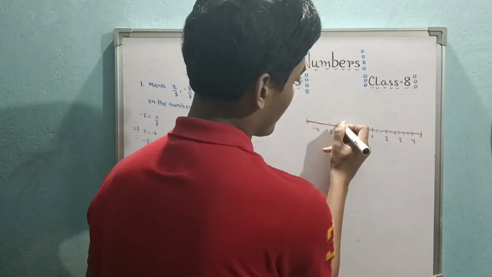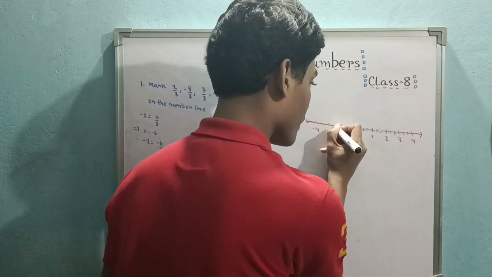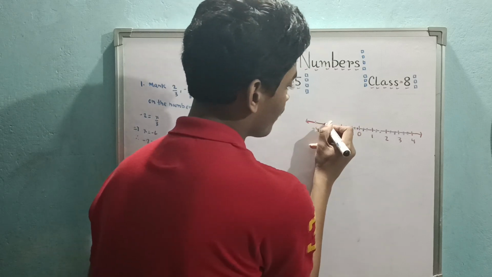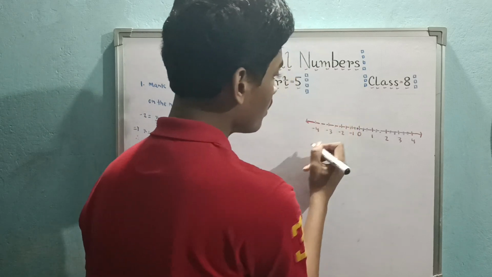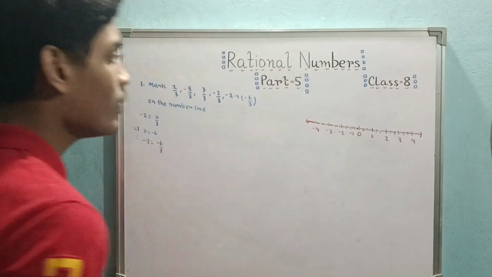So then after minus 2, we have minus 7 by 3, minus 8 by 3, minus 9 by 3, which is minus 3. Then minus 10 by 3, minus 11 by 3, and minus 12 by 3, which is minus 4. Okay, now we have it.